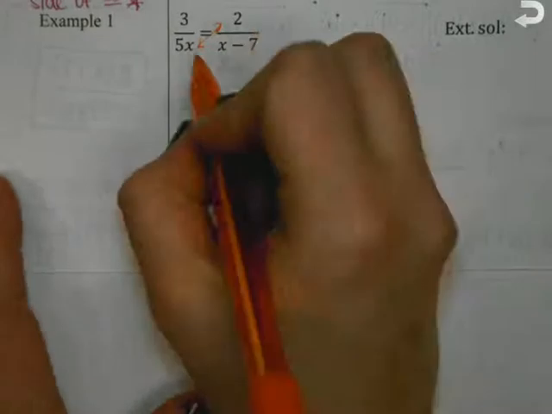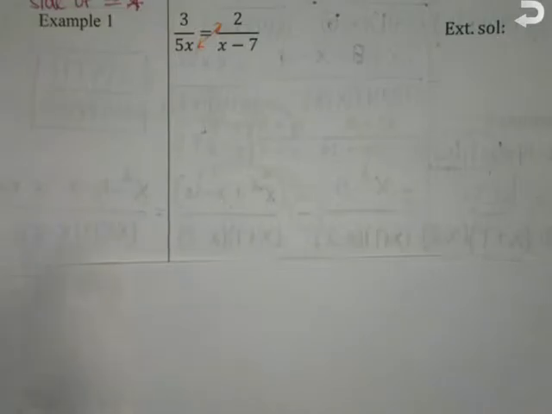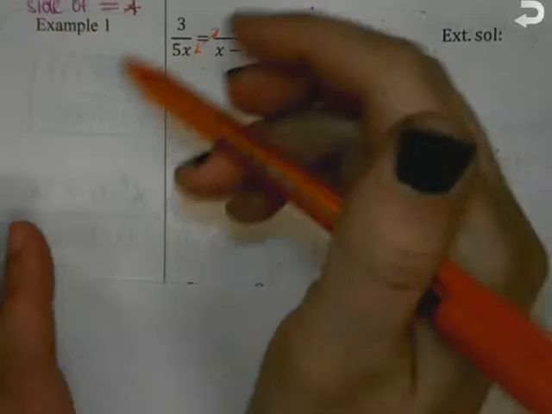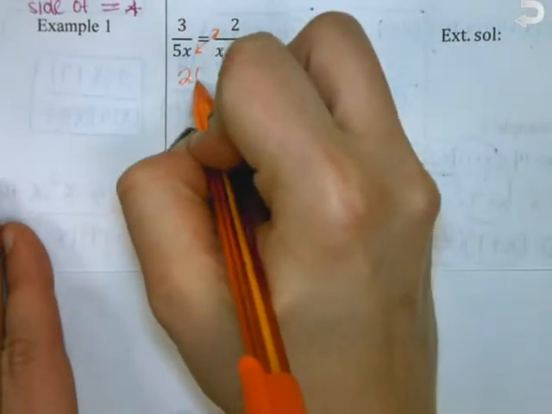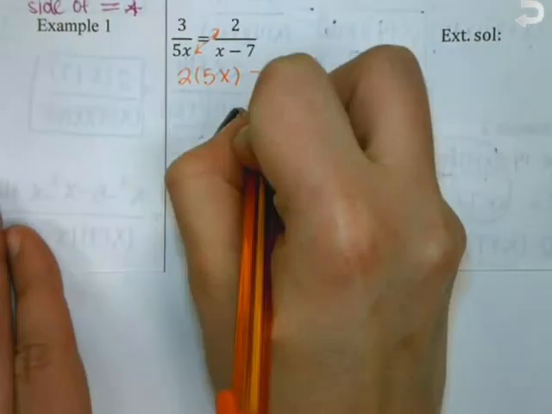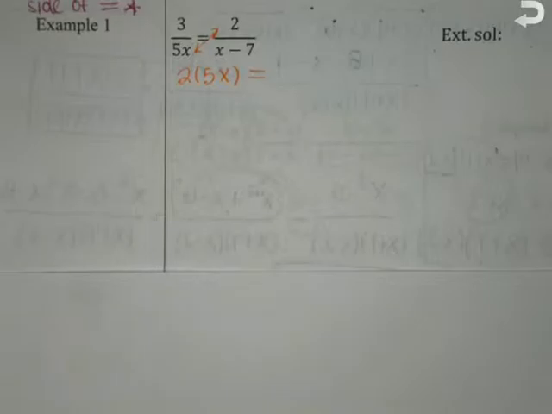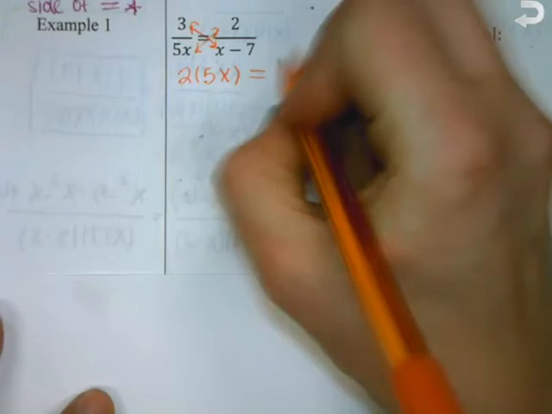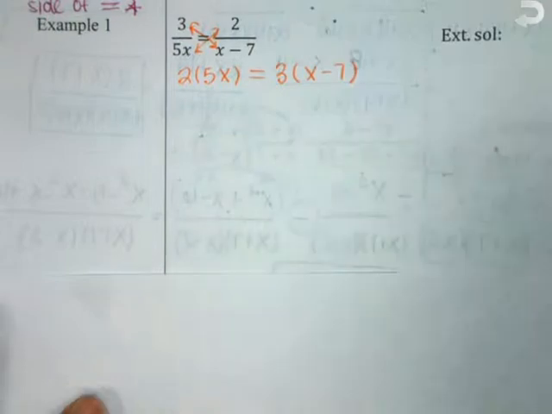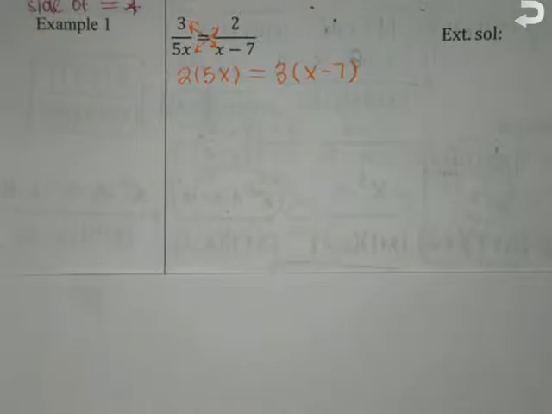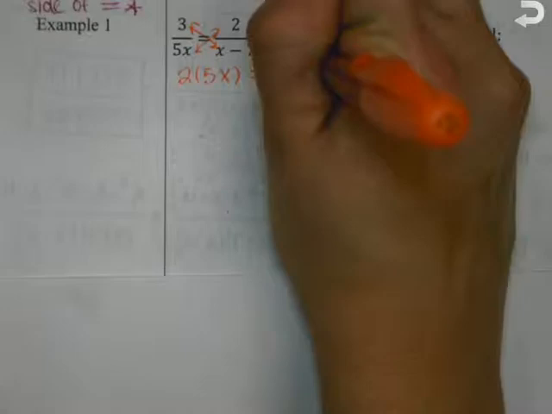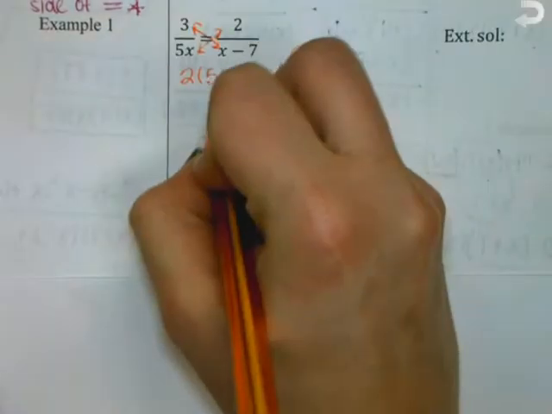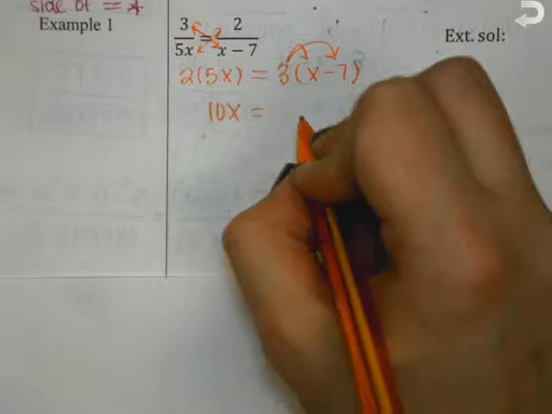When I cross multiply, I usually go to the right first, and then I go to the left. So that would be 2 times 5x equals, the equal sign stays, and then you multiply the other way, 3 times x minus 7. So solving this shouldn't be too bad. What can I do next? Distribute. So that's going to give me 10x equals 3x minus 21.